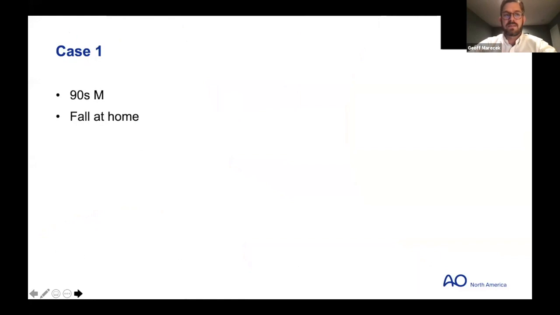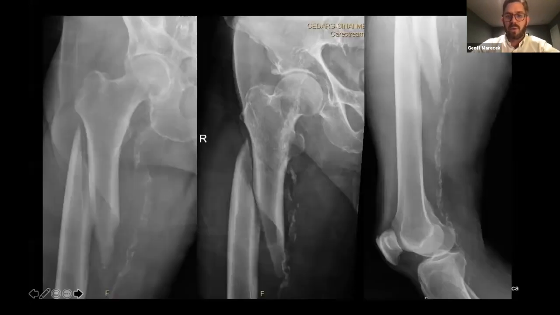I just have two cases that I thought illustrated some points. So this is a 90-something gentleman. You can see the years of hard living in his vasculature there, who has what's probably a subtroch, but doesn't exhibit the classic deformity, but a relatively proximal spiral femur fracture. So Mitch, do you have any concerns, thoughts, questions about this case?